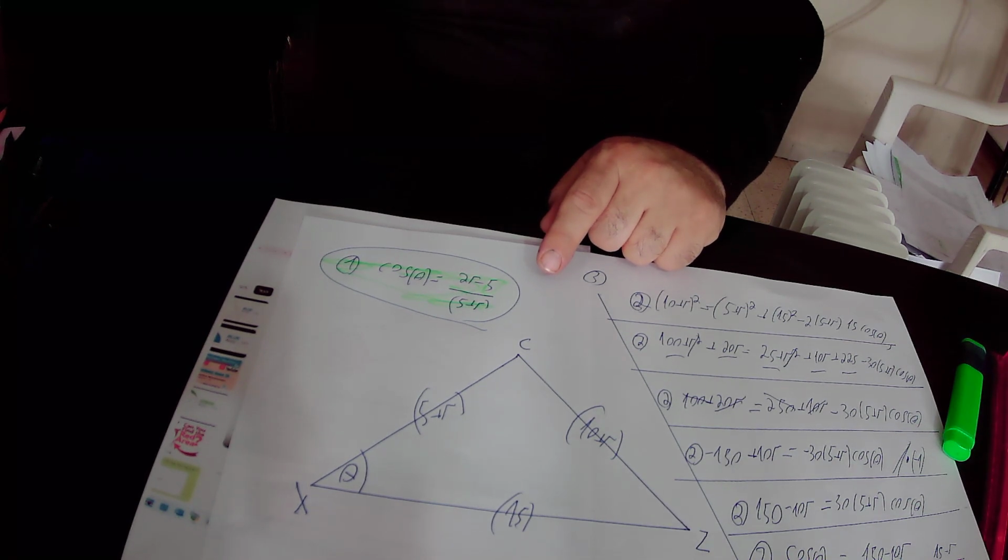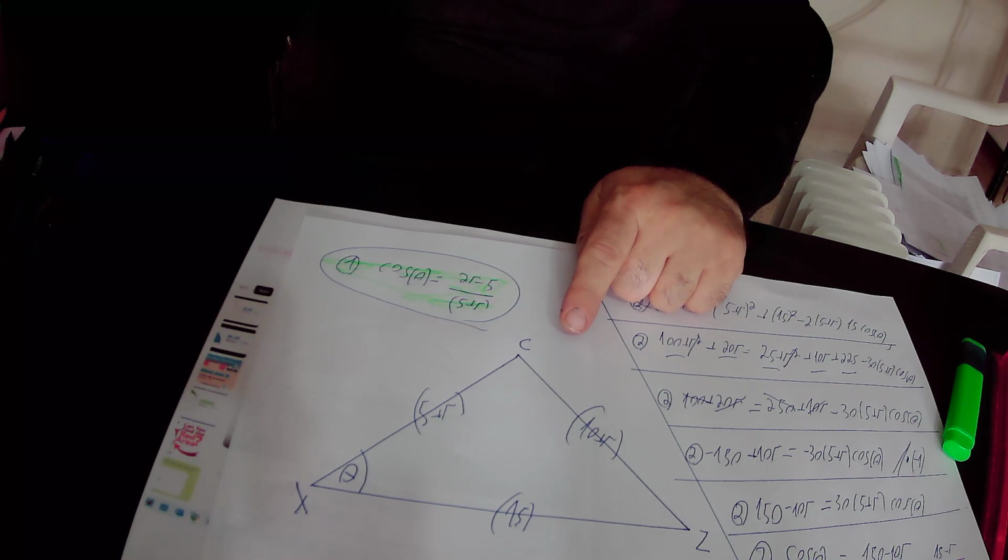Then I copied triangle CXZ in this new page, and we implemented the law of cosines in this triangle XCZ.